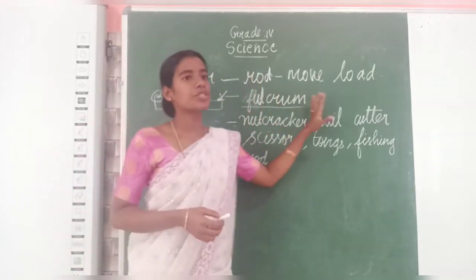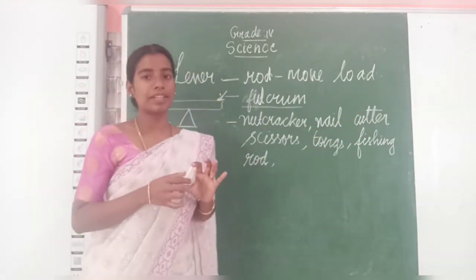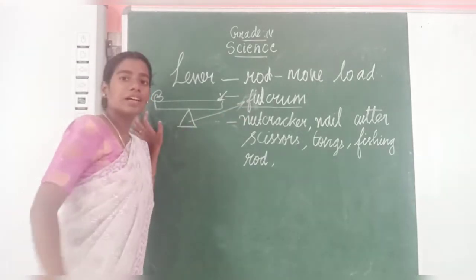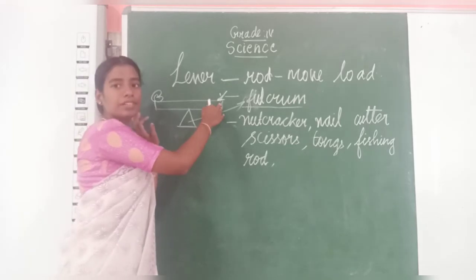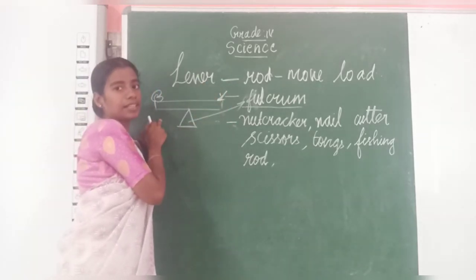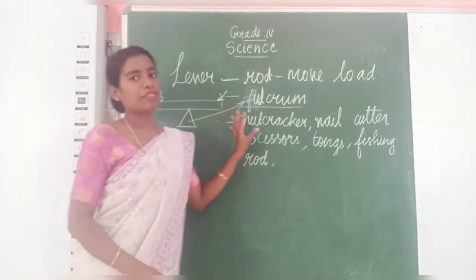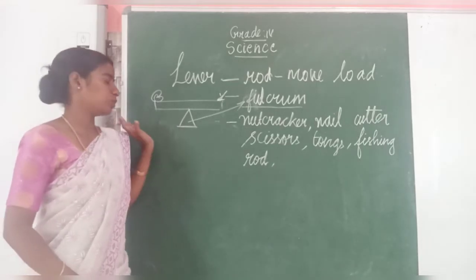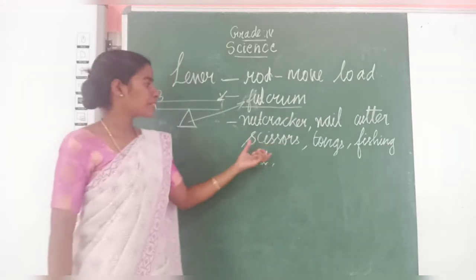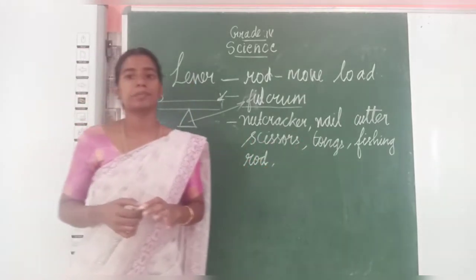Lever is a rod which is used to move the load. The support point of the lever is called fulcrum. This is nothing but fulcrum. On one side of this fulcrum we have to give the force, and on the other side we have to keep the load. Now when you apply force, this load will move. Other examples are nutcracker, nail cutter, scissors, tongs, fishing rods, etc.